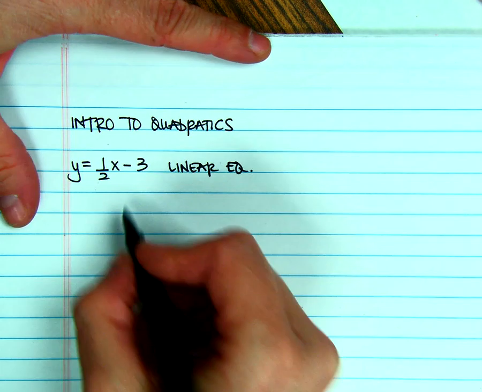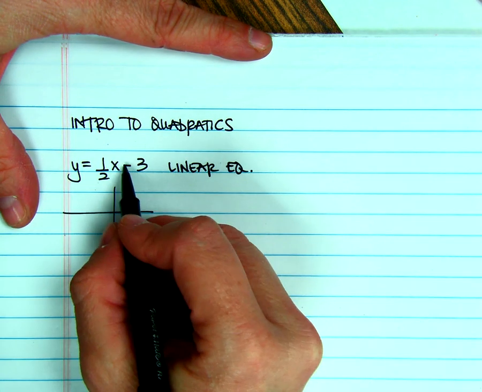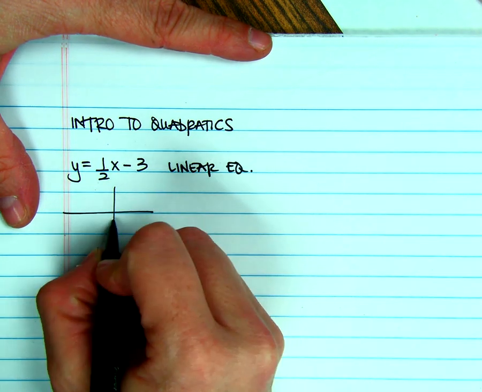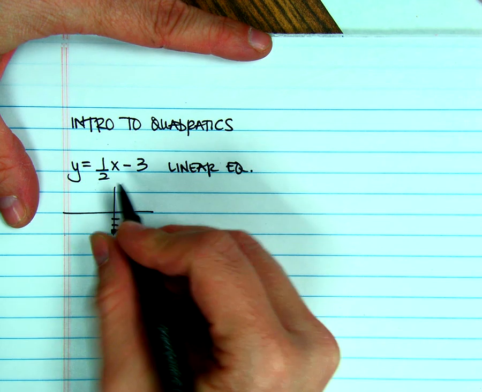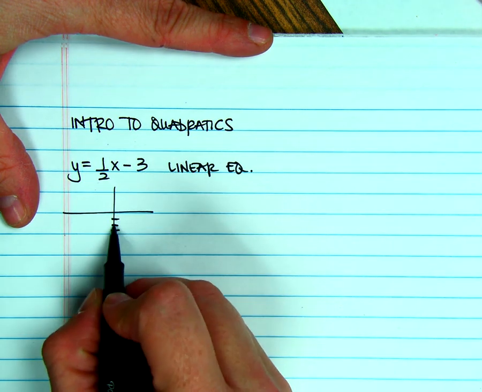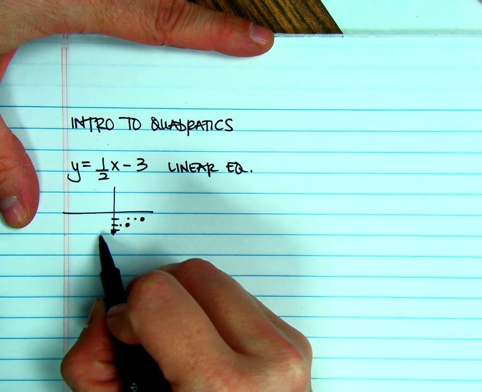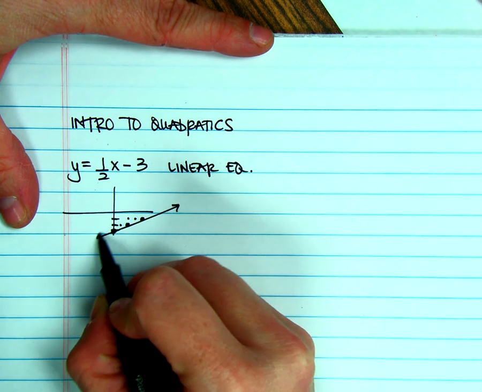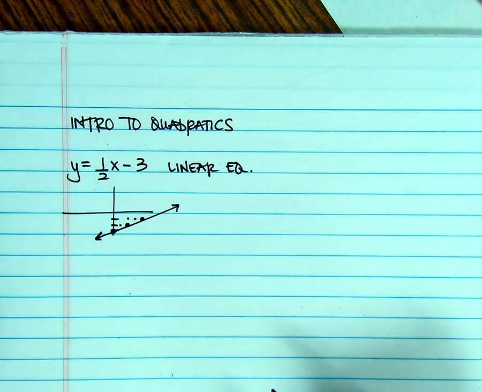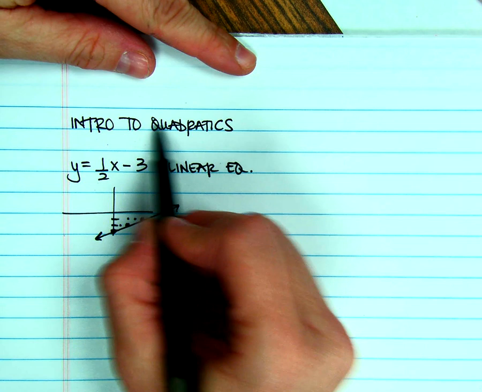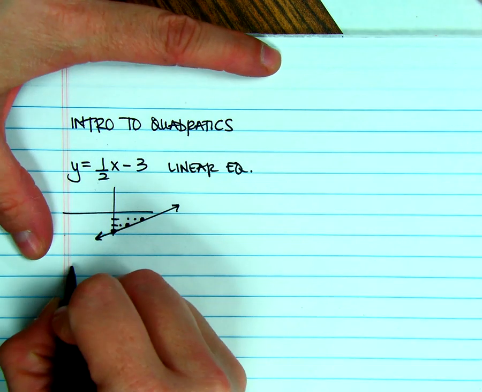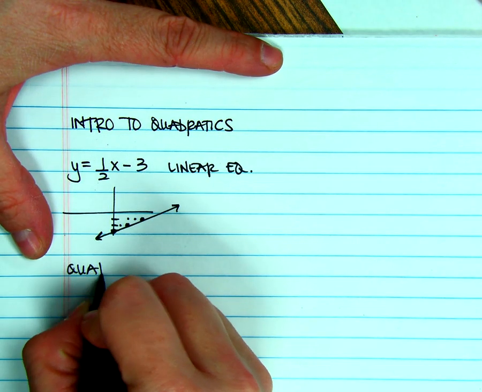And when we graph this, we had the y-intercept of (0, -3). Slope of 1/2 meant up 1 and to the right 2, and up 1 to the right 2. So because it is a linear equation, all of our graphs were lines. Now when we get into quadratics, our quadratic graphs are called parabolas.